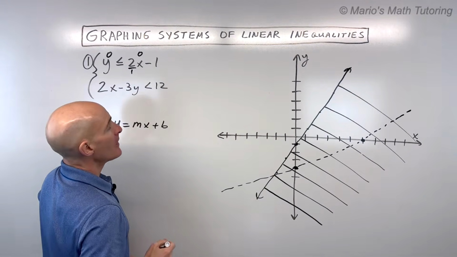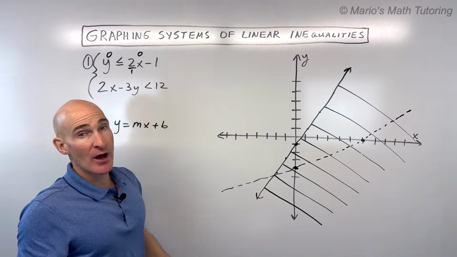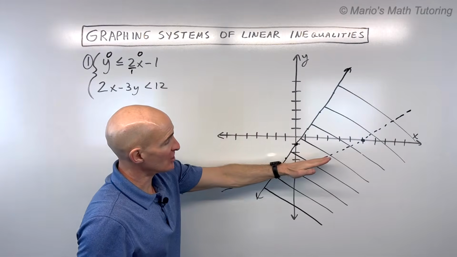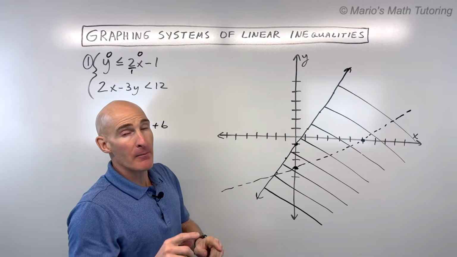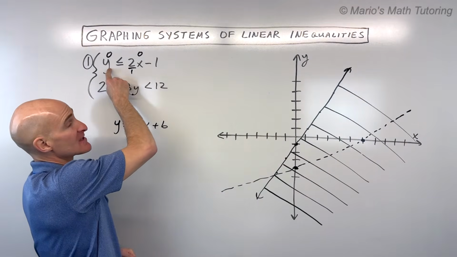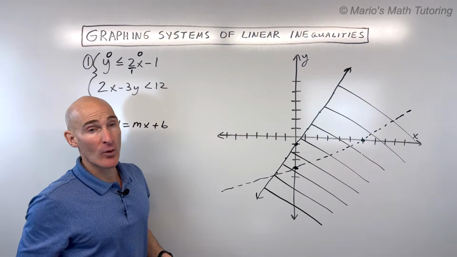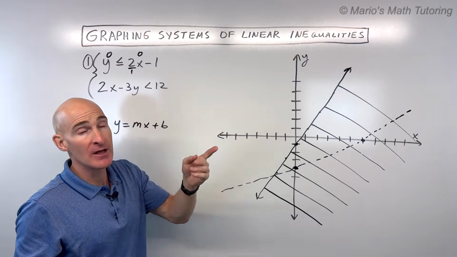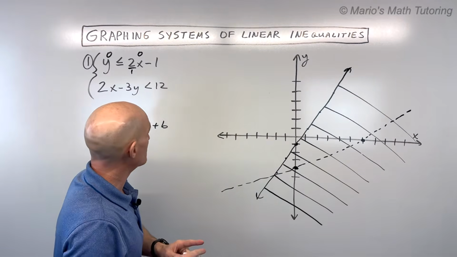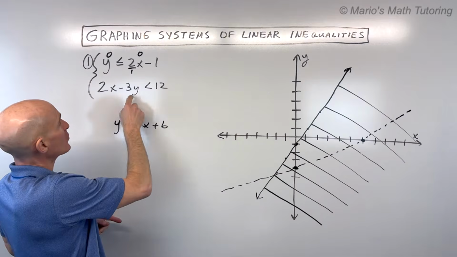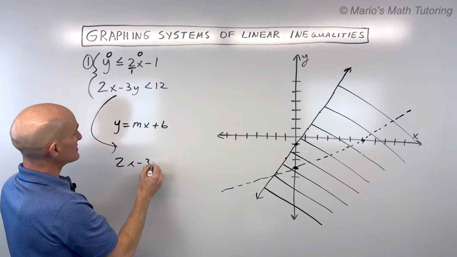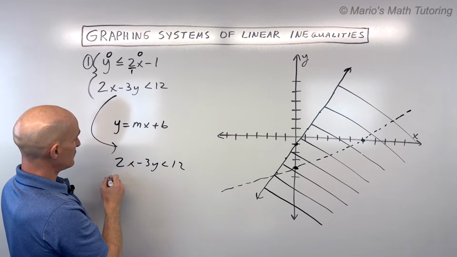Now here's where students go a little bit off track, and I don't want you to make this mistake. They'll say, okay, this is less than, so that means I have to shade below that line. But that only works if the y is by itself, if it's in the slope-intercept form. If it was y is less than, we'd shade below. If it's greater than, we'd shade above. So you don't want to make the mistake, because watch what happens. If I rewrite this equation in slope-intercept form, we're going to get the y by itself, so I'm going to subtract the 2x from both sides.